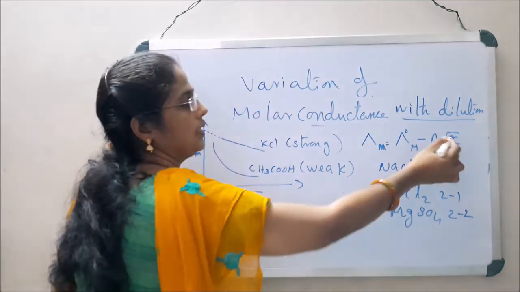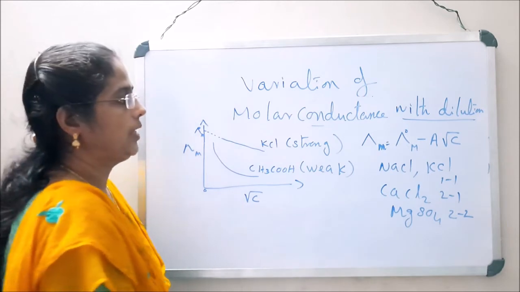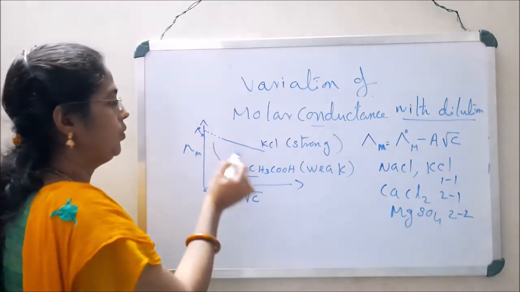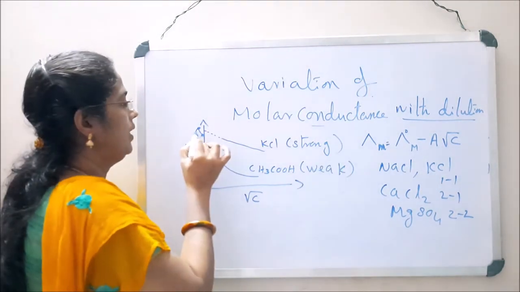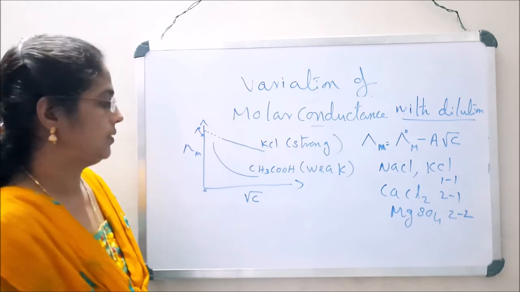Then C is the concentration. Lambda m0 is the molar conductance at infinite dilution. Lambda m is the molar conductance. So, by using the graph, we will get the value of lambda m0 by extrapolating to the y-axis.